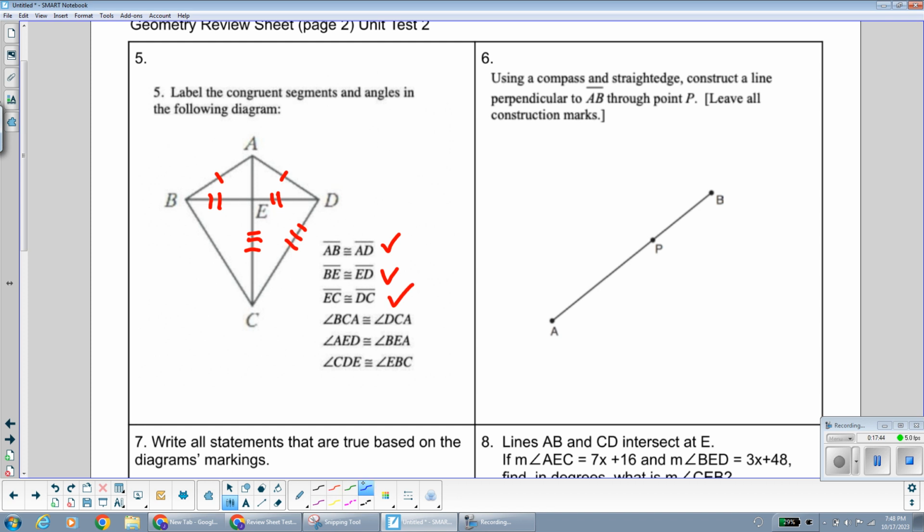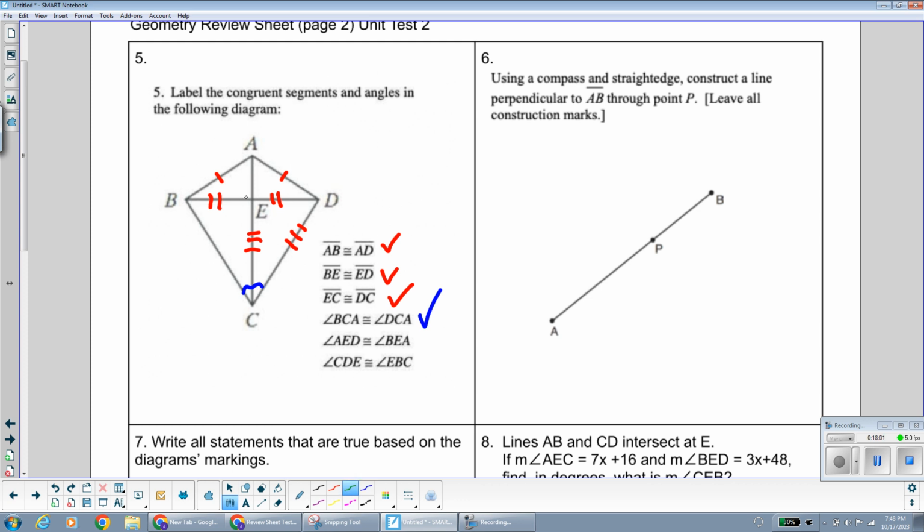All done. Angle BCA, so that's this angle right here, is congruent to angle DCA, so that's this angle right here. Remember, if the middle letter is C, it's going to be at C. All done.